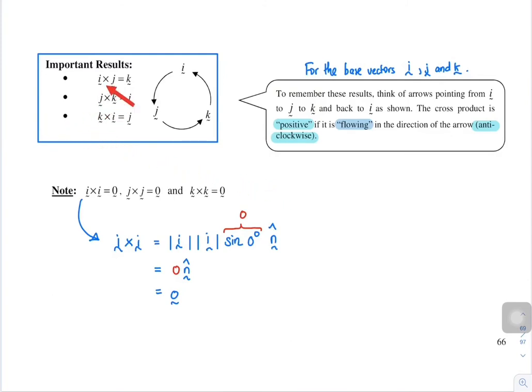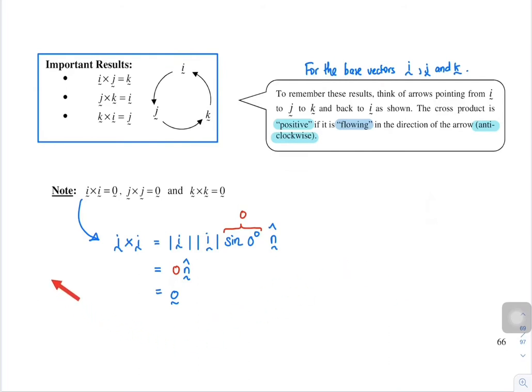Now when we take i cross j, we get the base vector k. When we take j cross k, we get the base vector i, and when we take k cross i we get the base vector j. To remember these results for the base vectors i, j and k, think of arrows pointing from i to j to k and back to i as shown here. The cross product is positive if it is flowing in the direction of the anti-clockwise motion. So anti-clockwise motion: i cross j equals positive k, k cross i equals positive j, j cross k equals positive i.